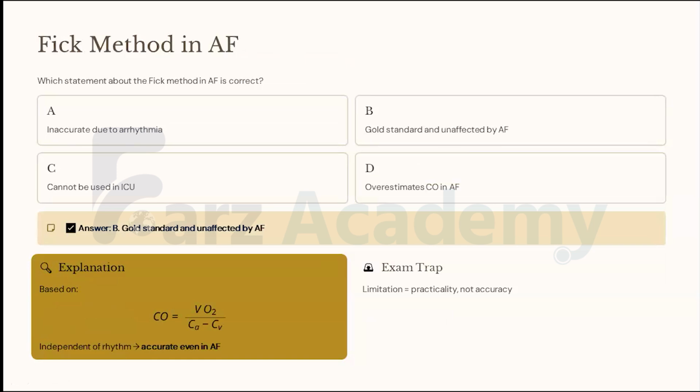In atrial fibrillation, how do we calculate the cardiac output? Either we have a pulmonary artery catheter to measure by the thermodilution method. So is it a correct way of measuring the cardiac output in atrial fibrillation? Inaccurate due to arrhythmia, gold standard and unaffected by atrial fibrillation, cannot be used in ICU, or overestimates cardiac output in atrial fibrillation. The answer is it is a gold standard, but it's sometimes impractical because you have to have a pulmonary artery catheter or thermodilution technique based catheters.